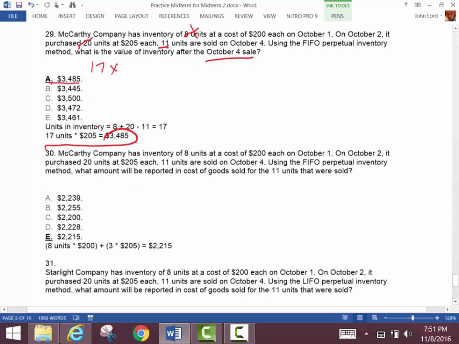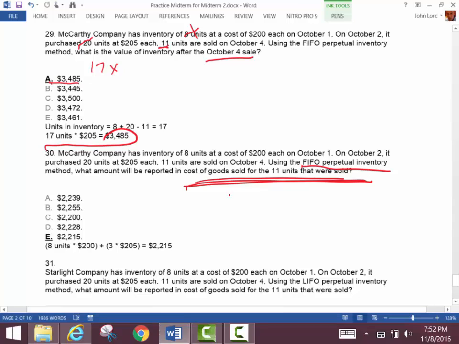Okay, good. Then what? They say, well, what if you're using FIFO? Same facts now, right? But now we're going to use FIFO for the cost of goods sold. Everything else is the same, isn't it? Okay. So if I'm going to use FIFO, first in, first out. So, what are we asking here? This is now the cost of goods sold. I'm sorry. It was already FIFO, but now it's cost of goods sold. Before it was ending inventory.